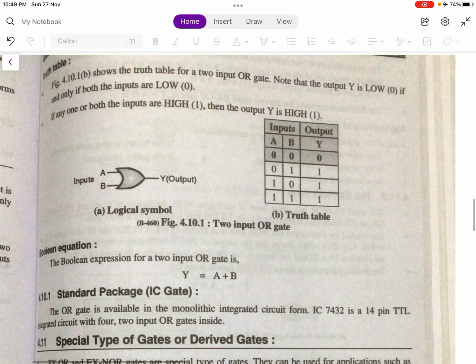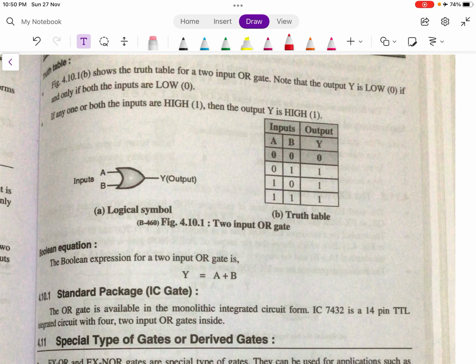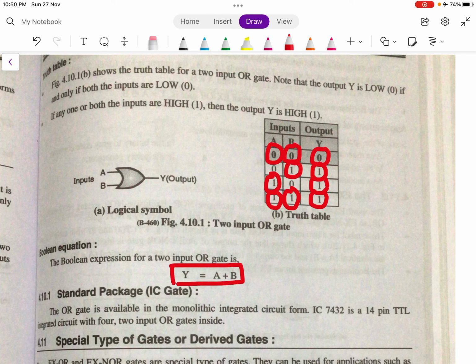This shows the truth table of the two-input OR gate. Note that the output Y is low only if both of the inputs are low. So if both are 0 0, then only the output is 0. If any one of the inputs is high, that means this is 1, this is 1, or here both of them are 1, then the output will also be 1. Boolean equation: Y is equal to A plus B.